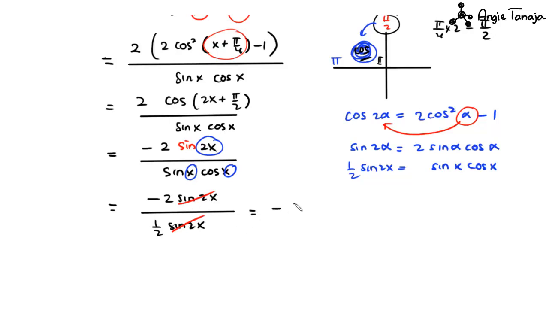Then it will be negative 4. Then the y prime will be just 0. So then by knowing this, we can show that y prime minus y is just equivalent to 0 minus negative 4, which is also 4. Then we can show this.